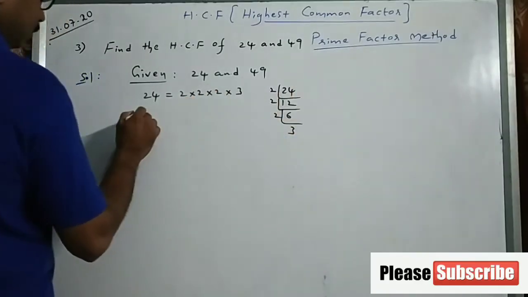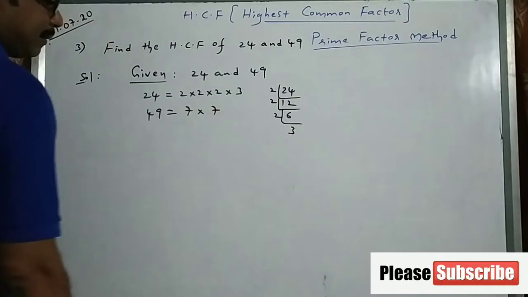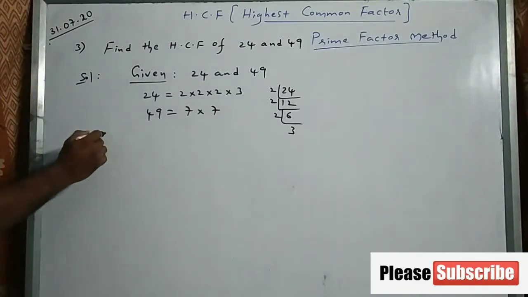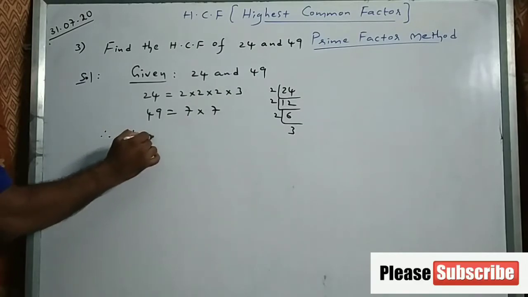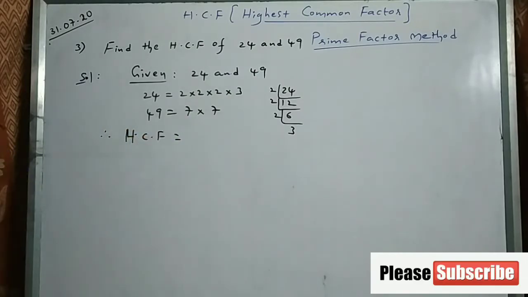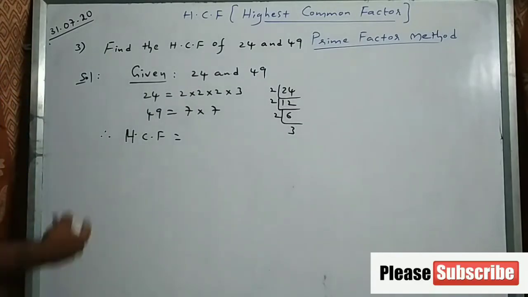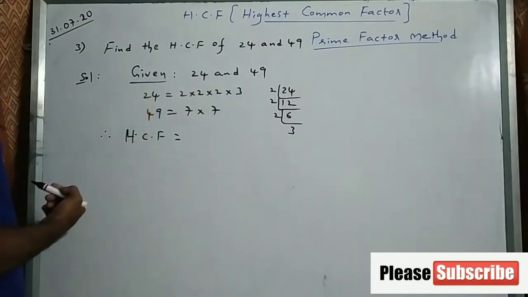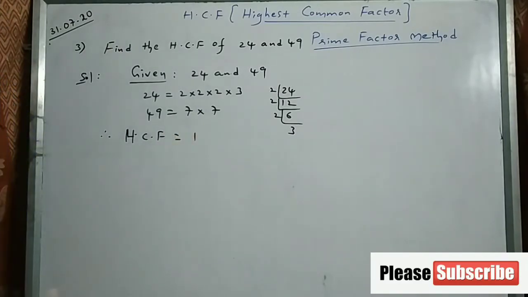49. How do we write 49? 7 into 7. 7 is a prime number. HCF is equal to, is there any common factor? Do you find any common factor in 24 and 49? No, there is no common factor. That is why HCF is 1.